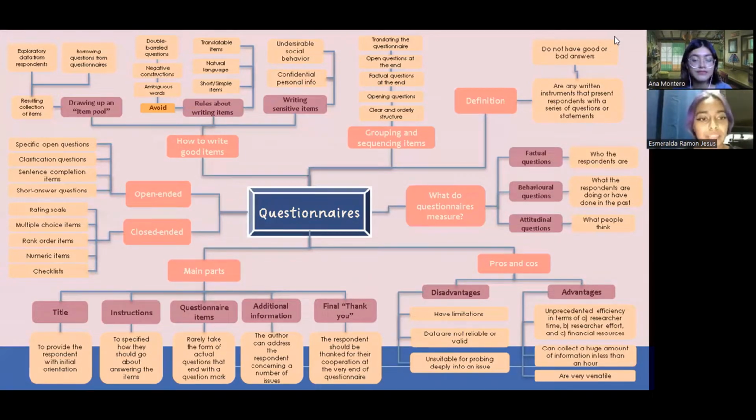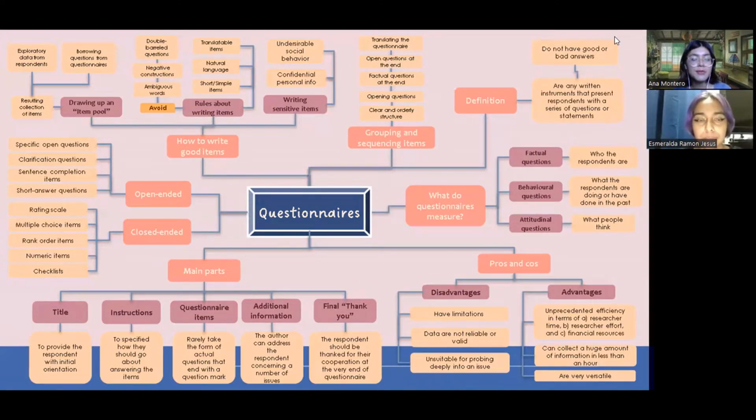The open-ended and the closed-ended. The open-ended are those questions where the respondent can write in their own words whatever they think about the topic. And the closed-ended is when the answer is already made, and they can be, for example, multiple choice items, rank order items, checklists, and rating scales.